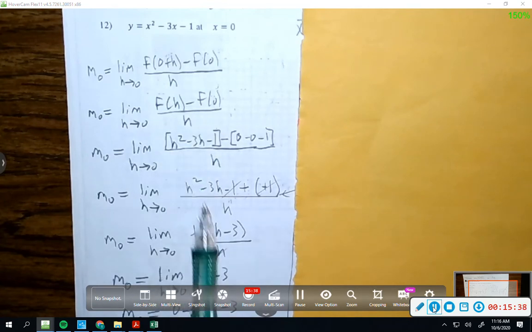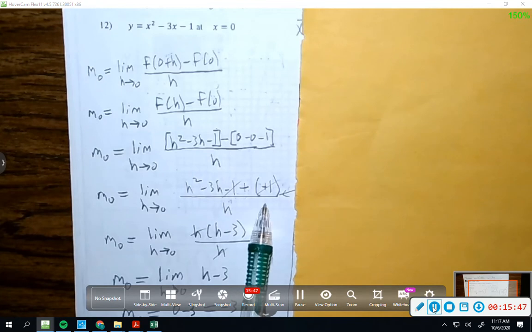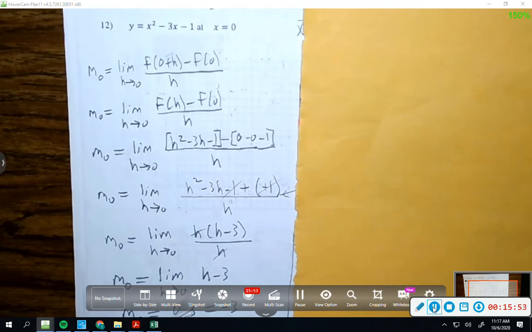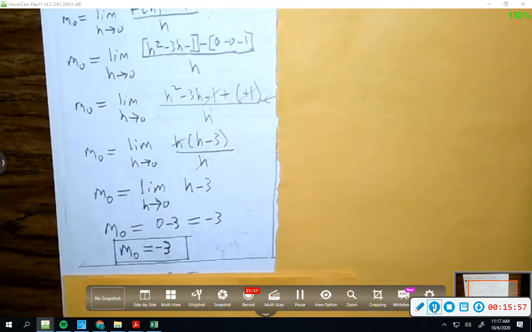Notice I still bracket f at h minus bracket f at 0. This becomes minus a negative or plus a positive. The ones cancel. Never cancel terms and factors in the same step. Factor the h out front so that we can cancel the h. Plug 0 in for h and we get a slope of negative 3.